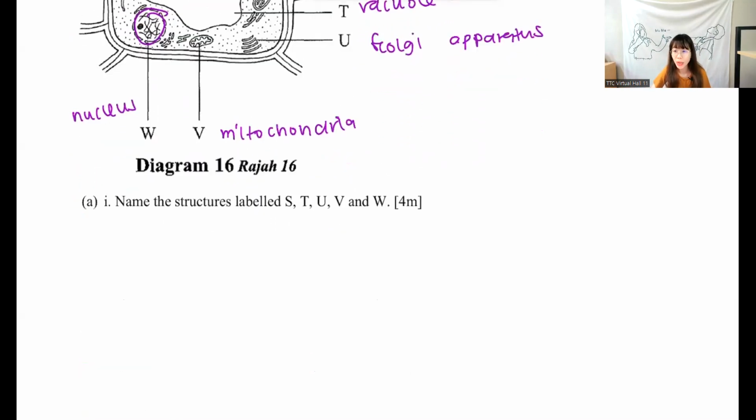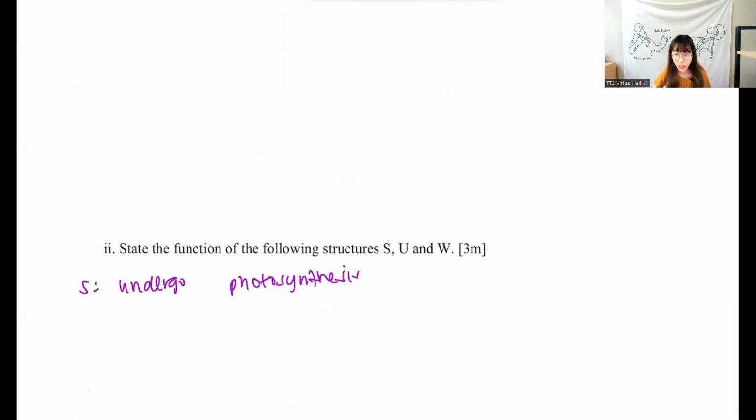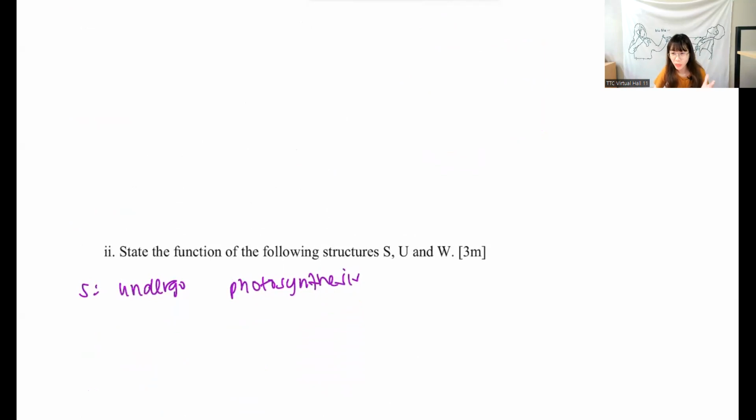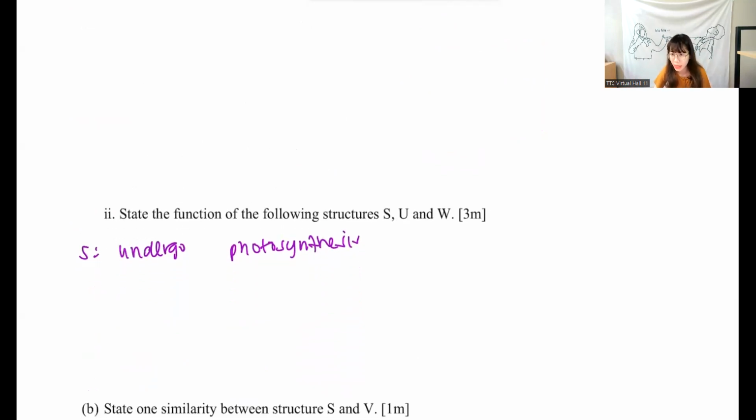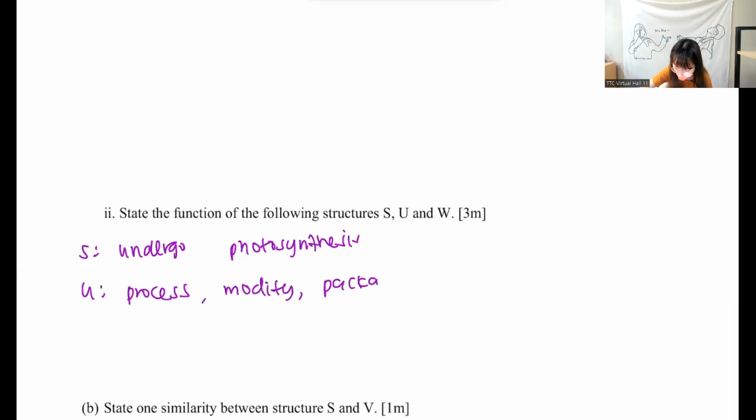And then we have U. What is U? U is Golgi apparatus. Golgi apparatus function, short form. What is the short form that we have to write? PMPT. Very good. PMPT, PMPST also can. So for U, you can write: process, modify, package, and transport. If you want to write protein also can. You want to write glycoprotein also can. So I just choose either one to write.